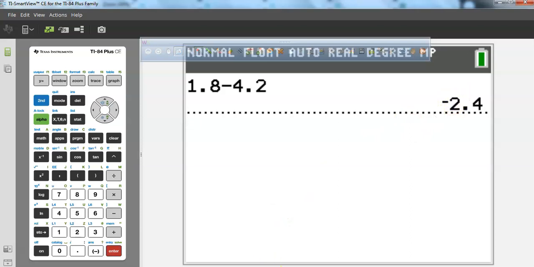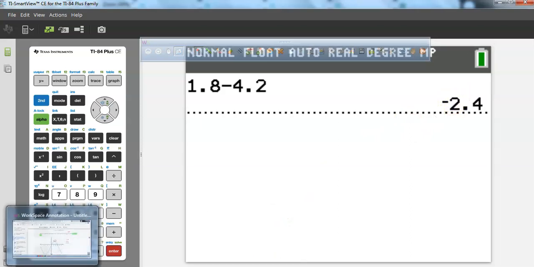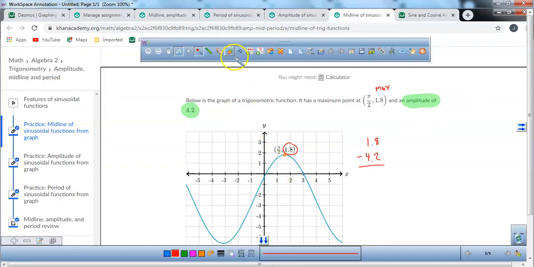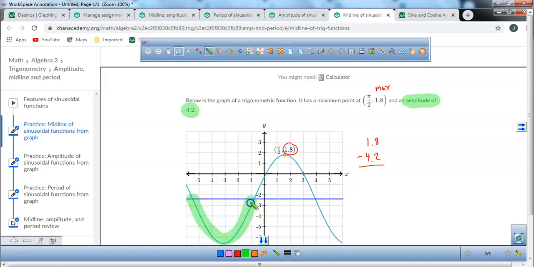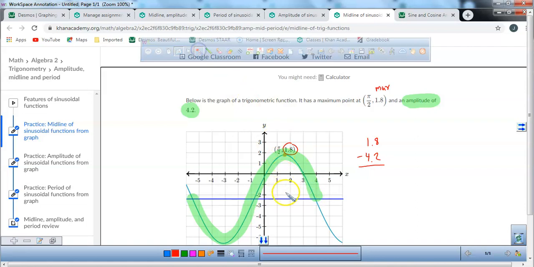That puts us at a negative 2.4. All right, see if that would make sense. If I do negative 2.4, that puts me right about here. Yeah, that totally makes sense, because look at this graph. It looks like a negative sine graph. So our amplitude goes from here up and from here down. What is our amplitude? The distance from here to here.